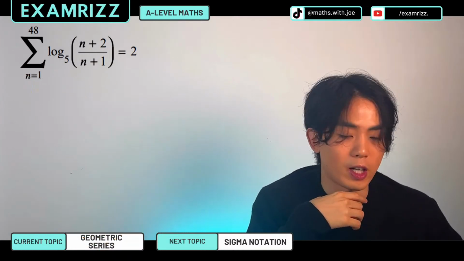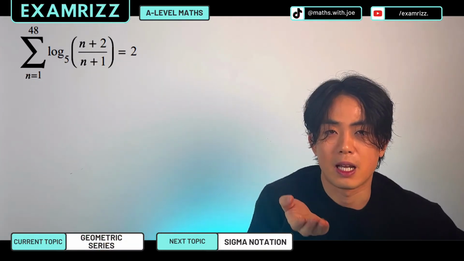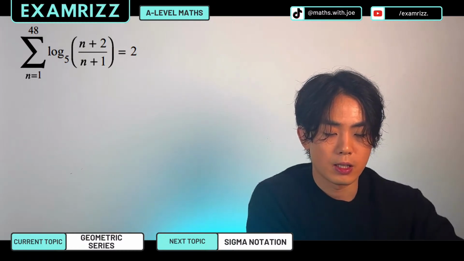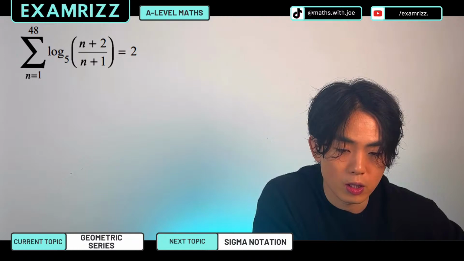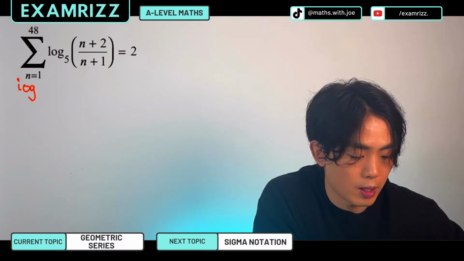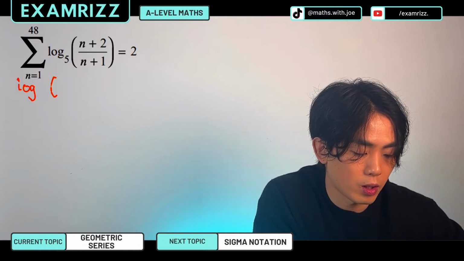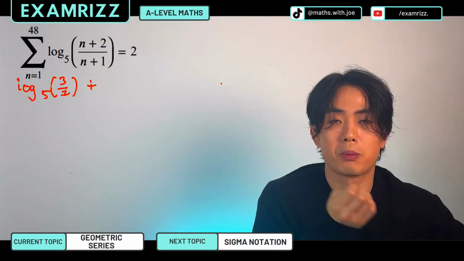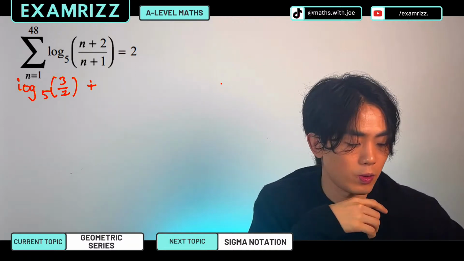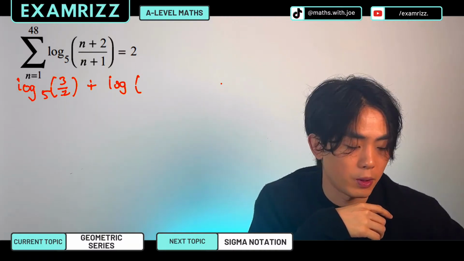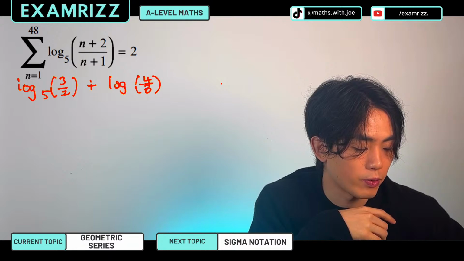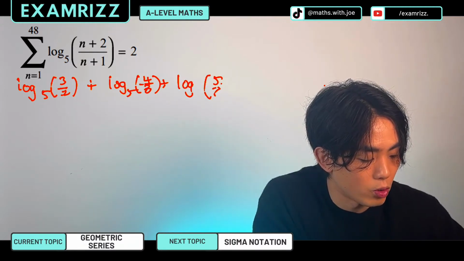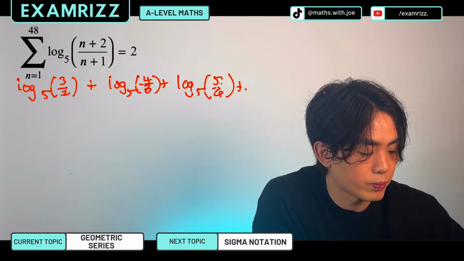This is another example of trying to see a pattern. Once again, we don't know whether it's arithmetic or geometric. So as I said, just plug in n values. Let's plug in n is 1. So it's going to be log of 3 over 2 to the base 5. Plus, if I plug in n is 2, it's going to be log of 4 over 3, same base 5. Let's do one more: log of 5 over 4, base 5, and so on.